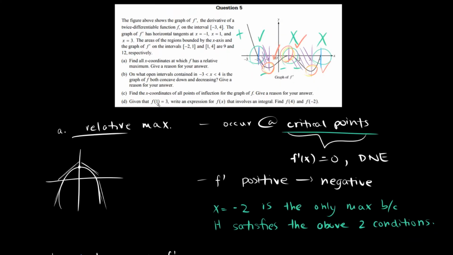Part D asks, given that f of 1 is equal to 3, write an expression for f of x that involves an integral. Find f of 4 and f of -2. So let's think about part D for a second here. We're given the initial condition that f of 1 is equal to 3, so we have to use x equals 1 as our initial condition. We also know that an expression for f of x would be the integral, or the antiderivative of f prime. So let's create an integral expression using this initial condition.